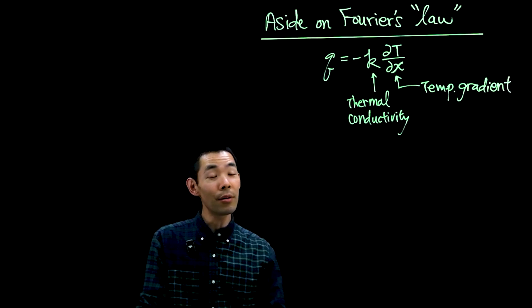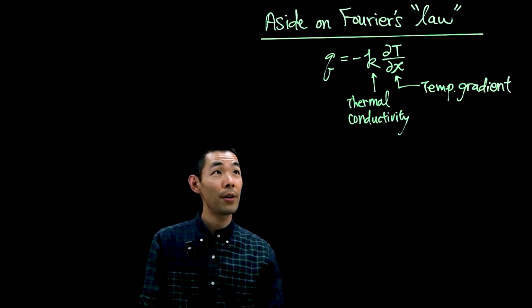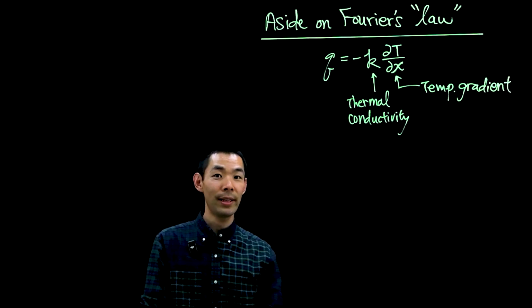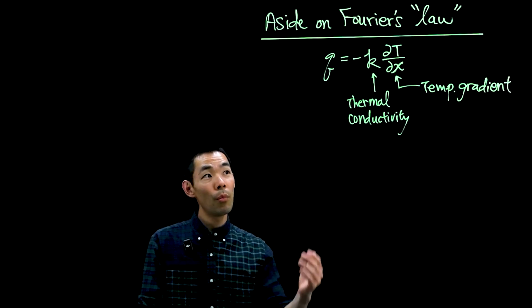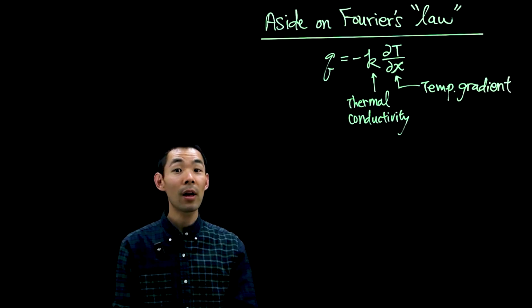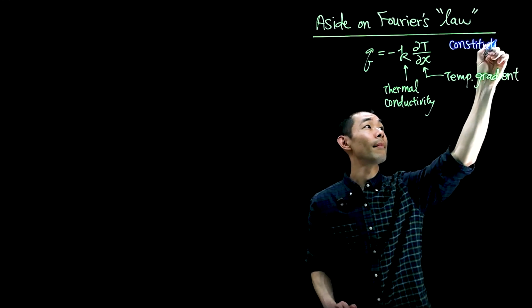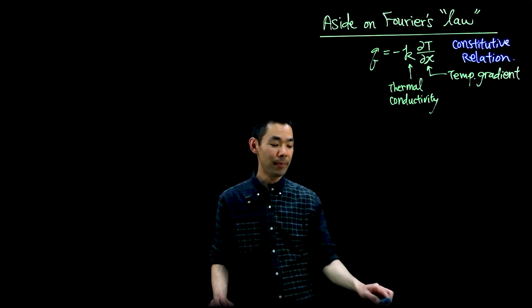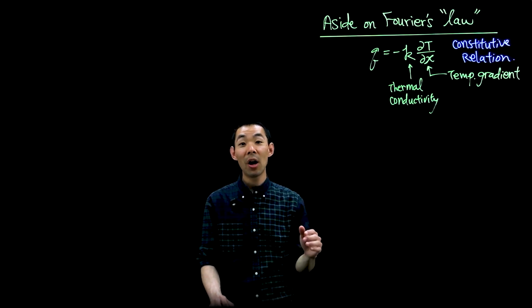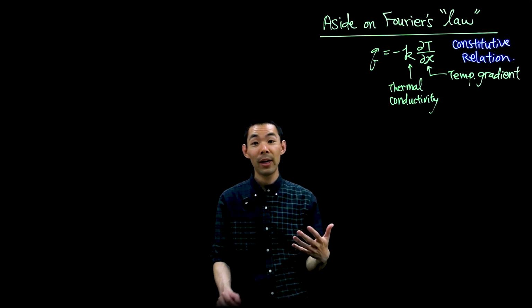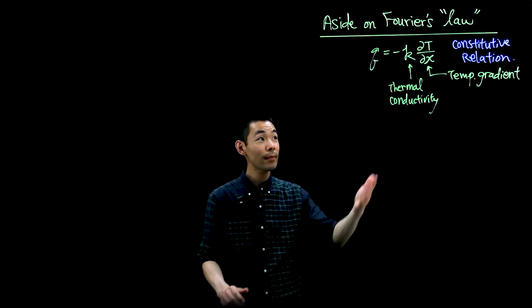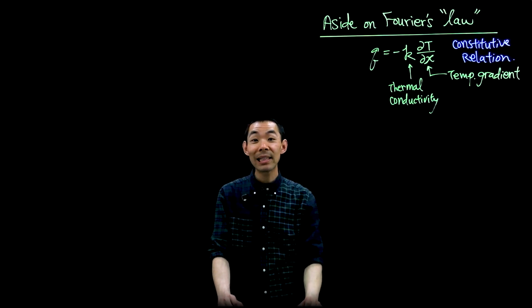So in general, it could be any arbitrary function that relates the heat flux to the temperature and its gradients. And so more generally, this type of relationship is called a constitutive relation. So it's more accurate to say Fourier's constitutive relation. And in fact, in other areas of transport phenomena, like momentum transfer and mass transfer, this relationship often isn't linear.